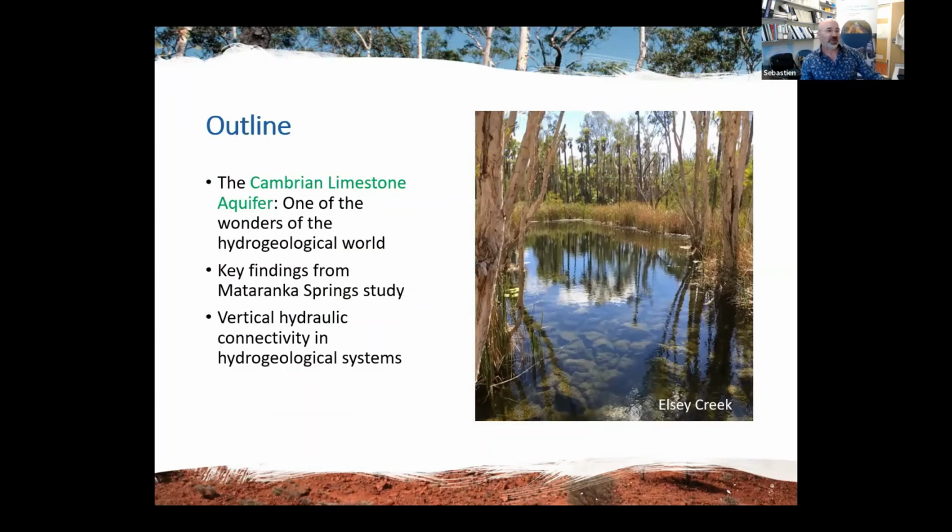I would like to do 3 things today, actually. First, in case you're not familiar with it, I would like to tell you a little bit more about the Northern Territory's own wonder of hydrogeology, the Cambrian limestone aquifer, a really fascinating system. We'll then show you some of the highlights of the work we've done at the Mataranka Springs. And then we'll link this to another important topic in the context of the development of unconventional gas resources, the vertical hydraulic connectivity in hydrogeological systems.